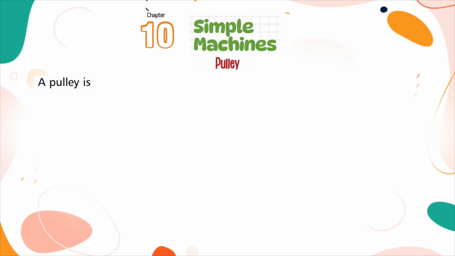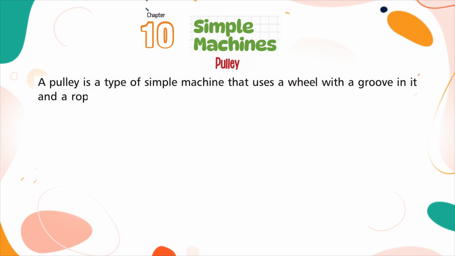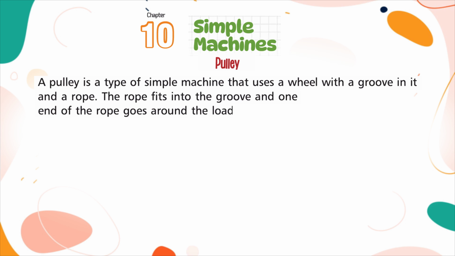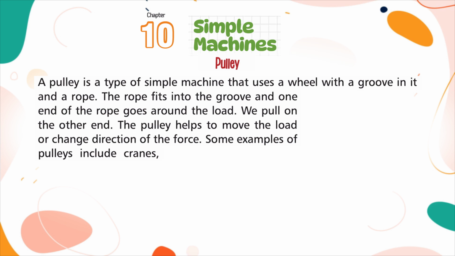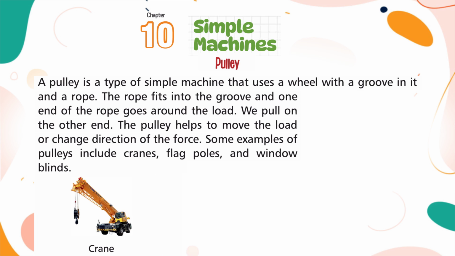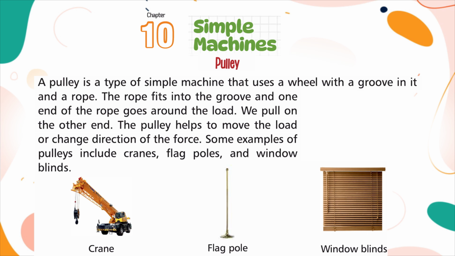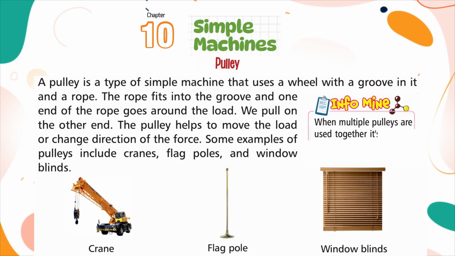Pulley. A pulley is a type of simple machine that uses a wheel with a groove in it and a rope. The rope fits into the groove, and one end of the rope goes around the load. We pull on the other end. The pulley helps to move the load or change the direction of the force. Some examples of pulleys include cranes, flagpoles, and window blinds. Info mine. When multiple pulleys are used together, it's called a block and tackle.